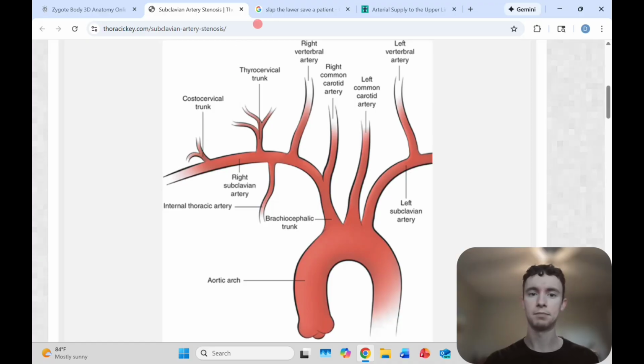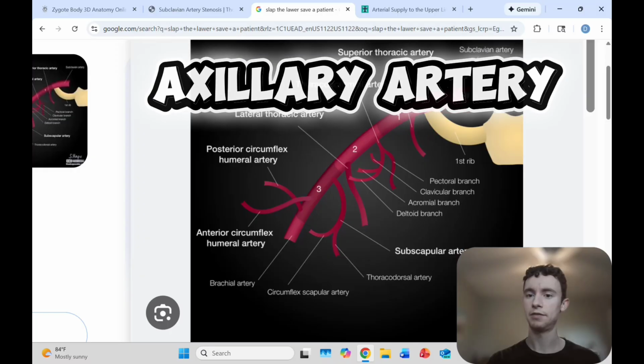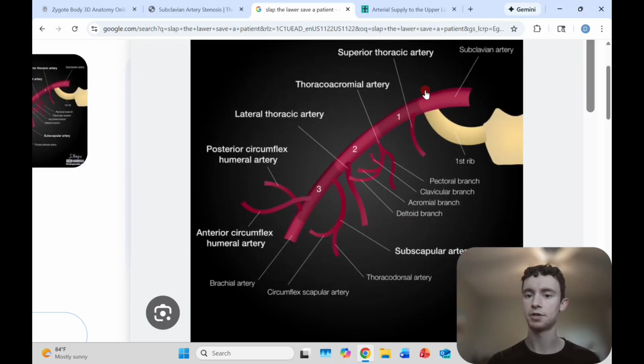So our next big branch is the axillary artery. So once the subclavian artery comes around here and passes the first rib, it's now known as, name change, the axillary artery. And you can see it has three parts here. 1, 2, and 3. These three parts are named after its relationship with the pec minor.